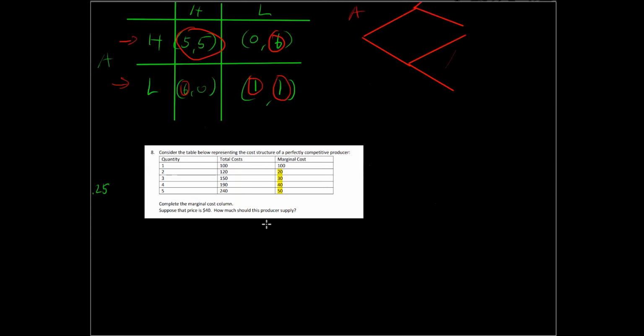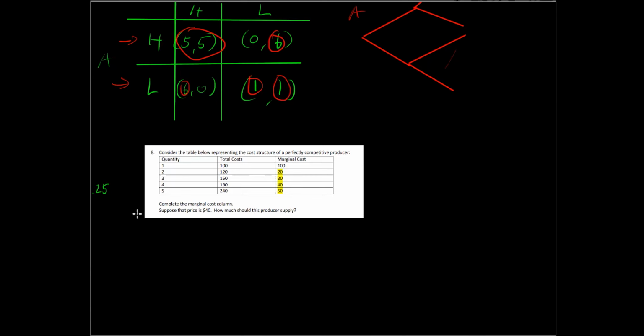So the next one is a perfectly competitive market question. Consider the table below representing the cost structure of a perfectly competitive producer. We've got quantity, we've got their total cost for each level of output, and we've got the marginal cost for each unit produced. You would not have the highlighted values on the exam.